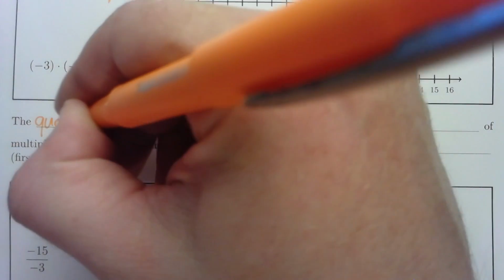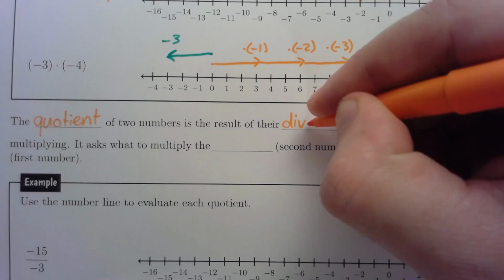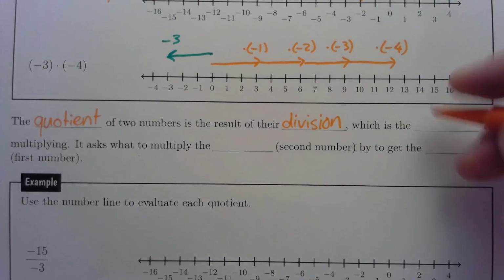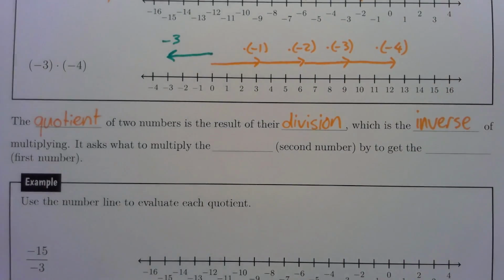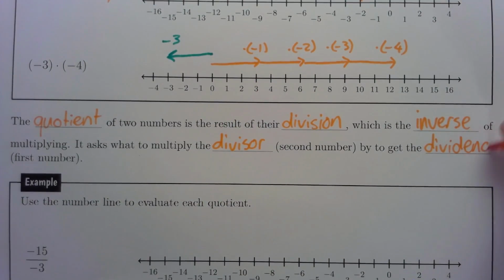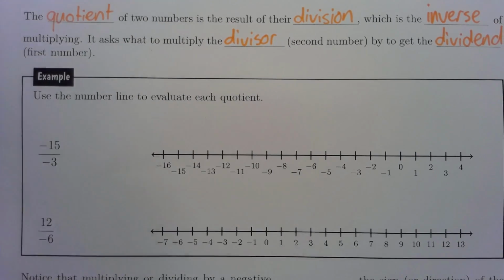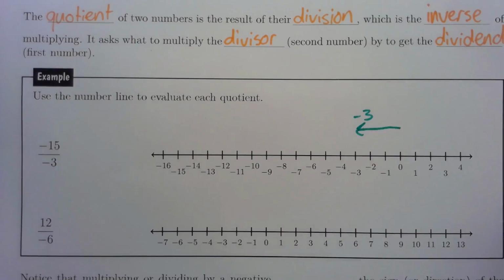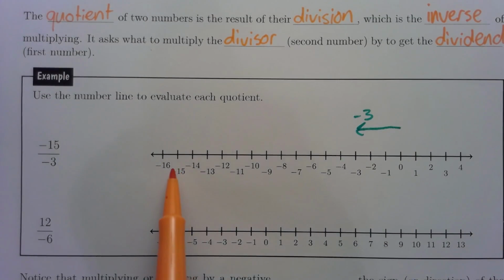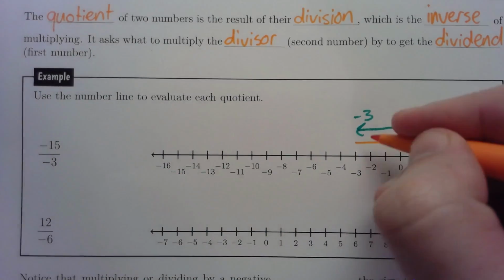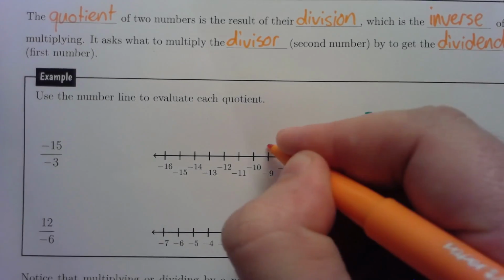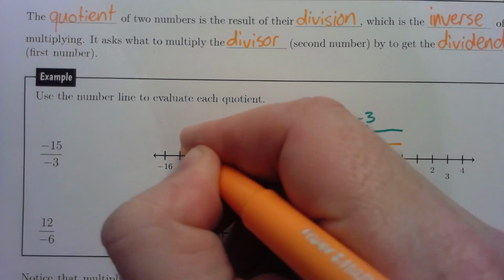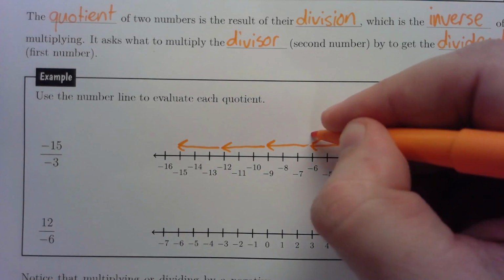Now, the quotient of two numbers is the result of their division, and division is the inverse of multiplication. Every division asks us what we should multiply the divisor, that's the second number, by to get the dividend, which is the first number. So if we have -15 divided by -3, it's asking the question, how many times do we multiply -3 in order to get -15? If we show that here, and we have -3 once, twice, 3 times, 4 times, 5 times, we get -15. So our result is 5.